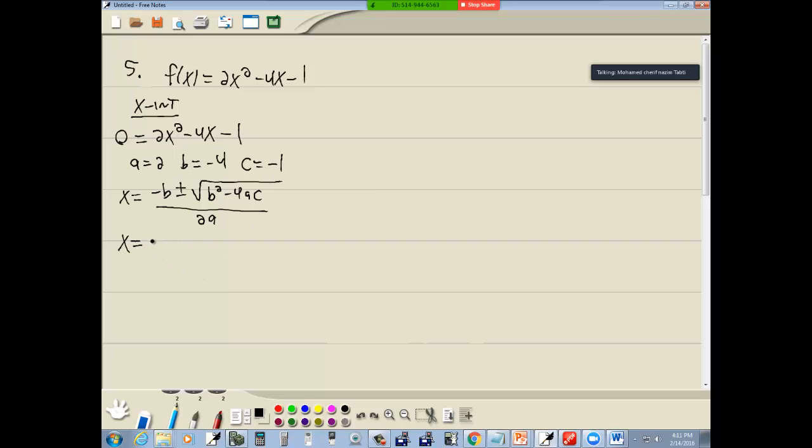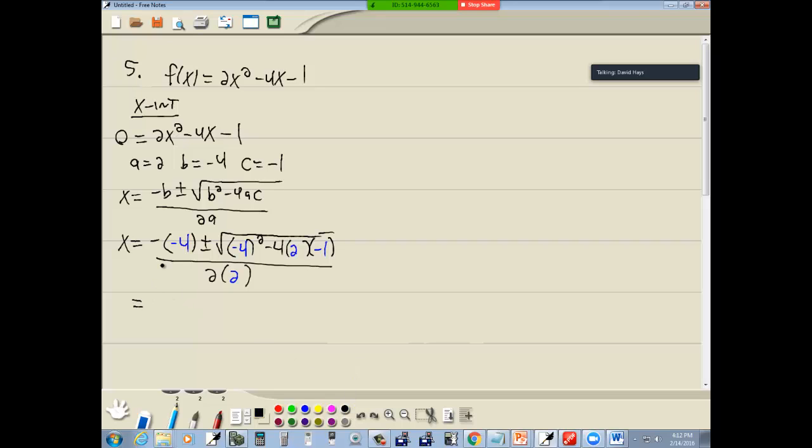Now, if you mess up on signs, it's best to go through and replace all of your variables with parentheses before you plug in your numbers. Now, everything else remains exactly the same. We're just going to plug in our values now. b is negative 4, so everywhere I had a b, I'll put in a negative 4. a is 2, so everywhere I had an a, I'll put in a 2. And c is negative 1.